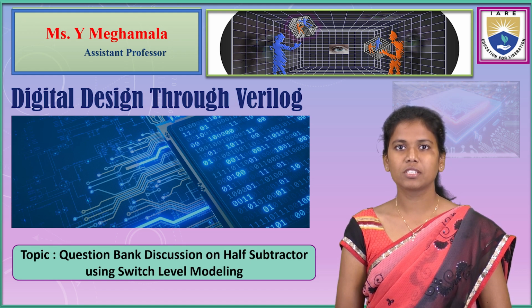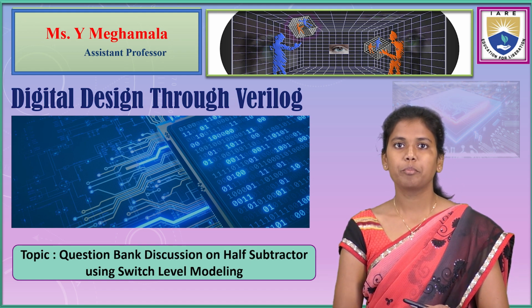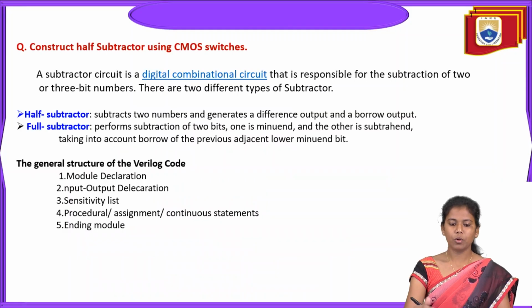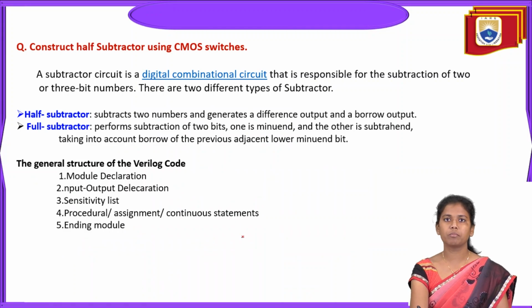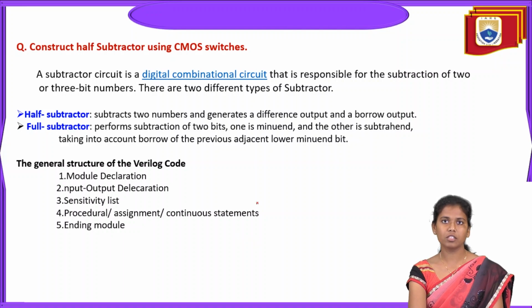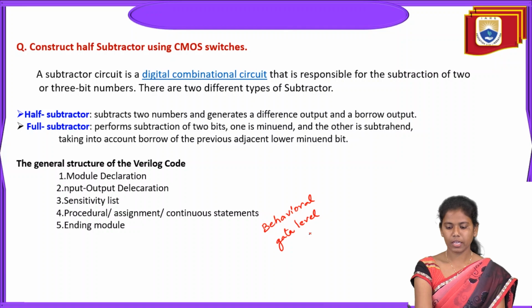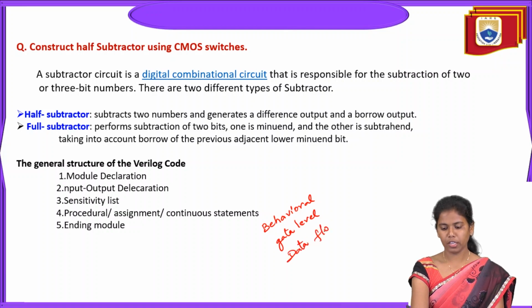And today I'm going to discuss the question bank discussion based on half subtractor from the switch level modeling. So today's topic is about question bank discussion based upon the half subtractors in the switch level modeling. So we know that in Verilog we have discussed so far four types of different modeling styles: behavioral modeling, data flow modeling, gate level modeling, and switch level modeling, right?